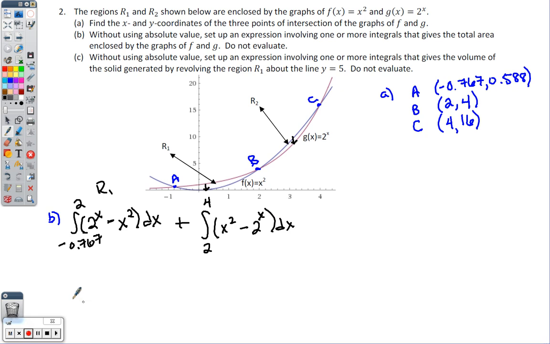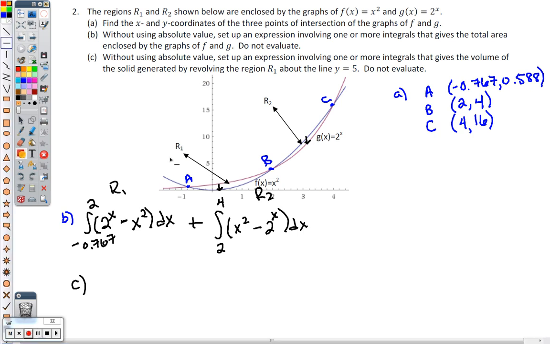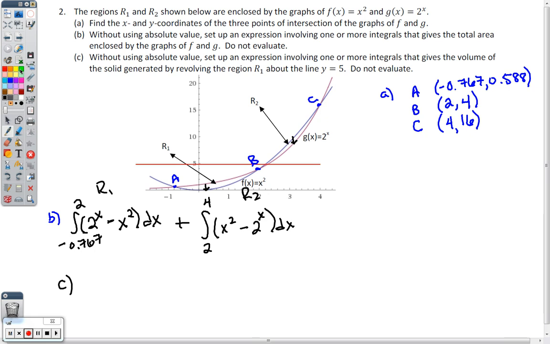All right, and then part C, so this was R2. And then part C, it says, without using absolute value, set up an expression involving one or more integrals that gives the volume of the solid generated by revolving the region R1 about the line y equals 5. So about this line right here, roughly. Do not evaluate. Okay, so now we want to go around this line.